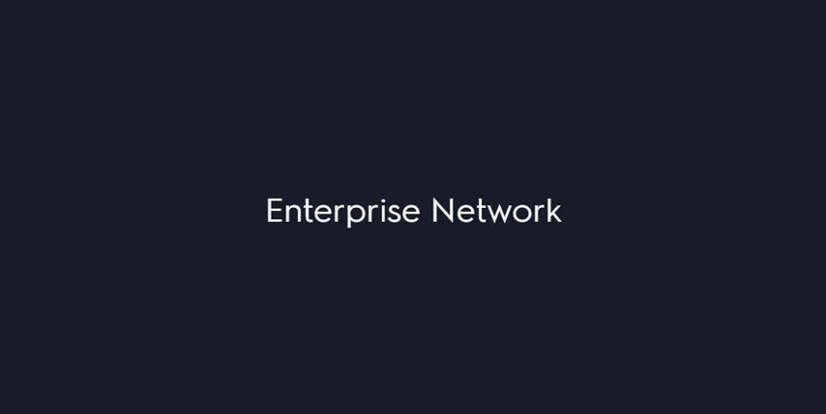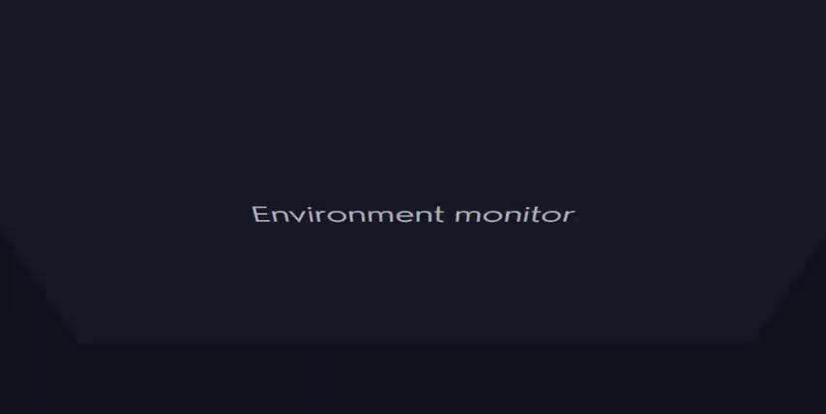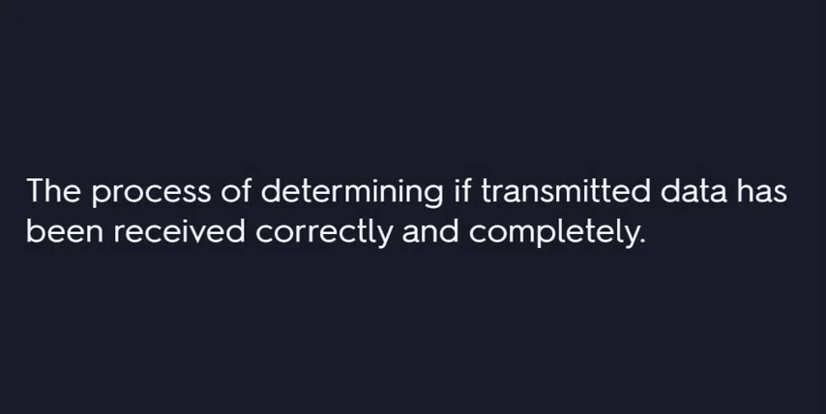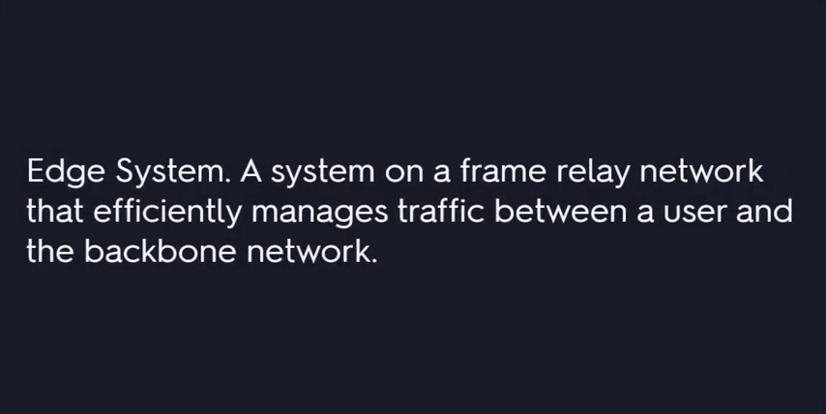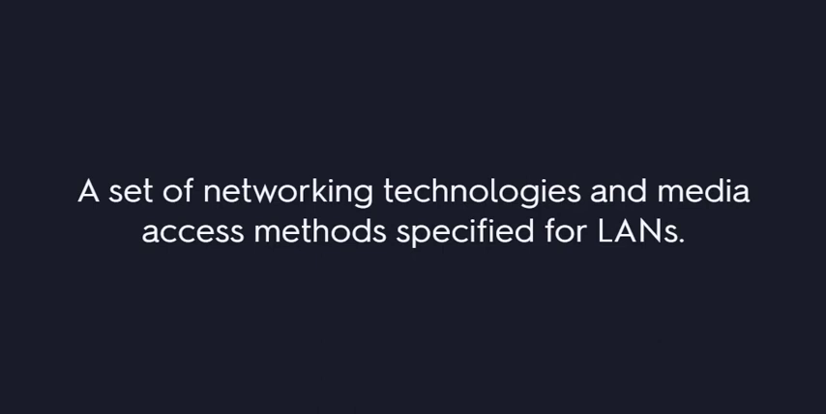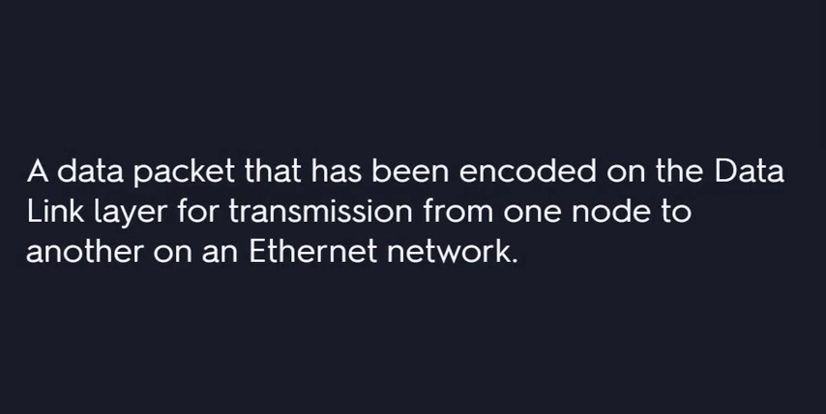Enterprise network. A hardware tool that ensures that environmental conditions do not spike or plummet temperature above or below equipment specifications. Environment monitor. The process of determining if transmitted data has been received correctly and completely. Error detection. Edge system, a system on a frame relay network that efficiently manages traffic between a user and the backbone network. ES. A set of networking technologies and media access methods specified for LANs. Ethernet. A data packet that has been encoded on the data link layer for transmission from one node to another on an Ethernet network.